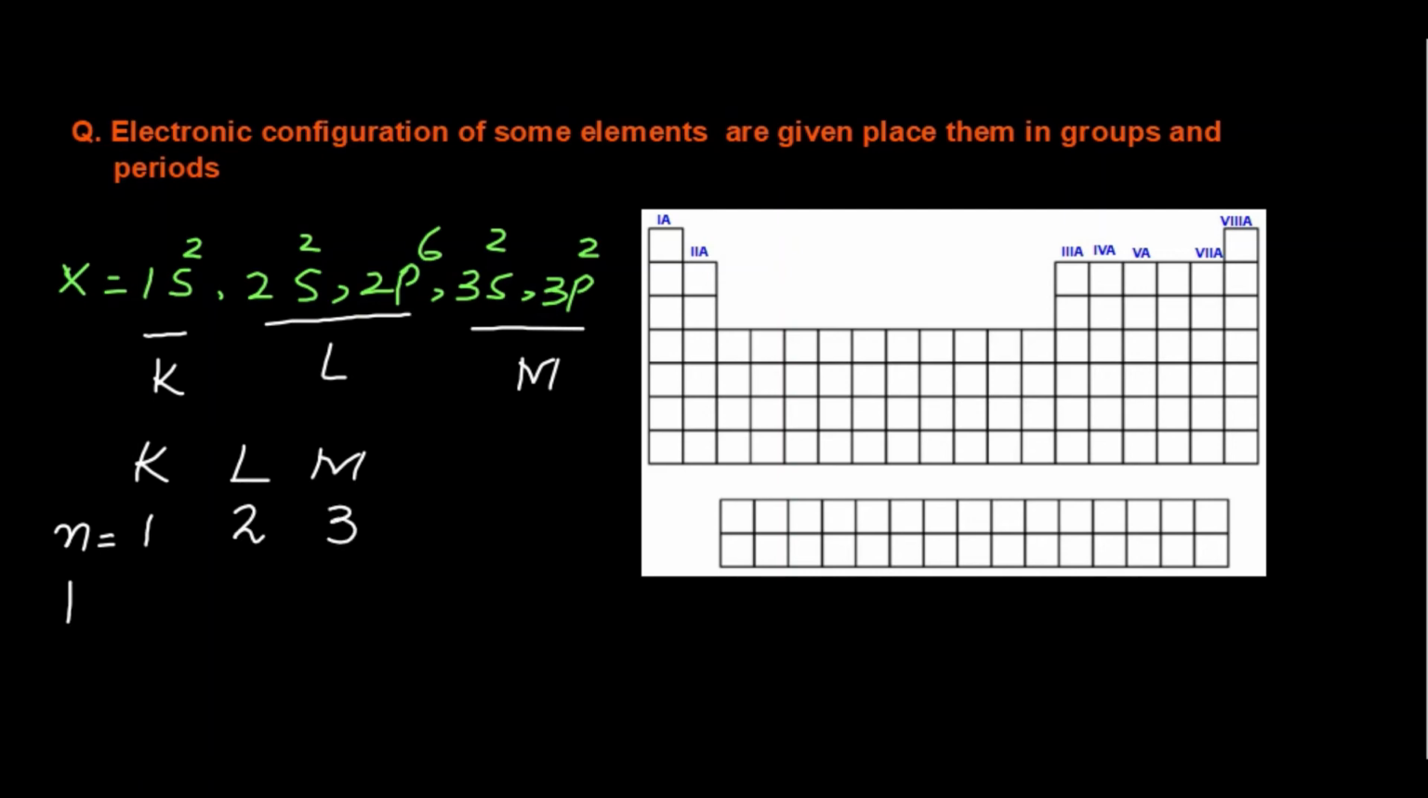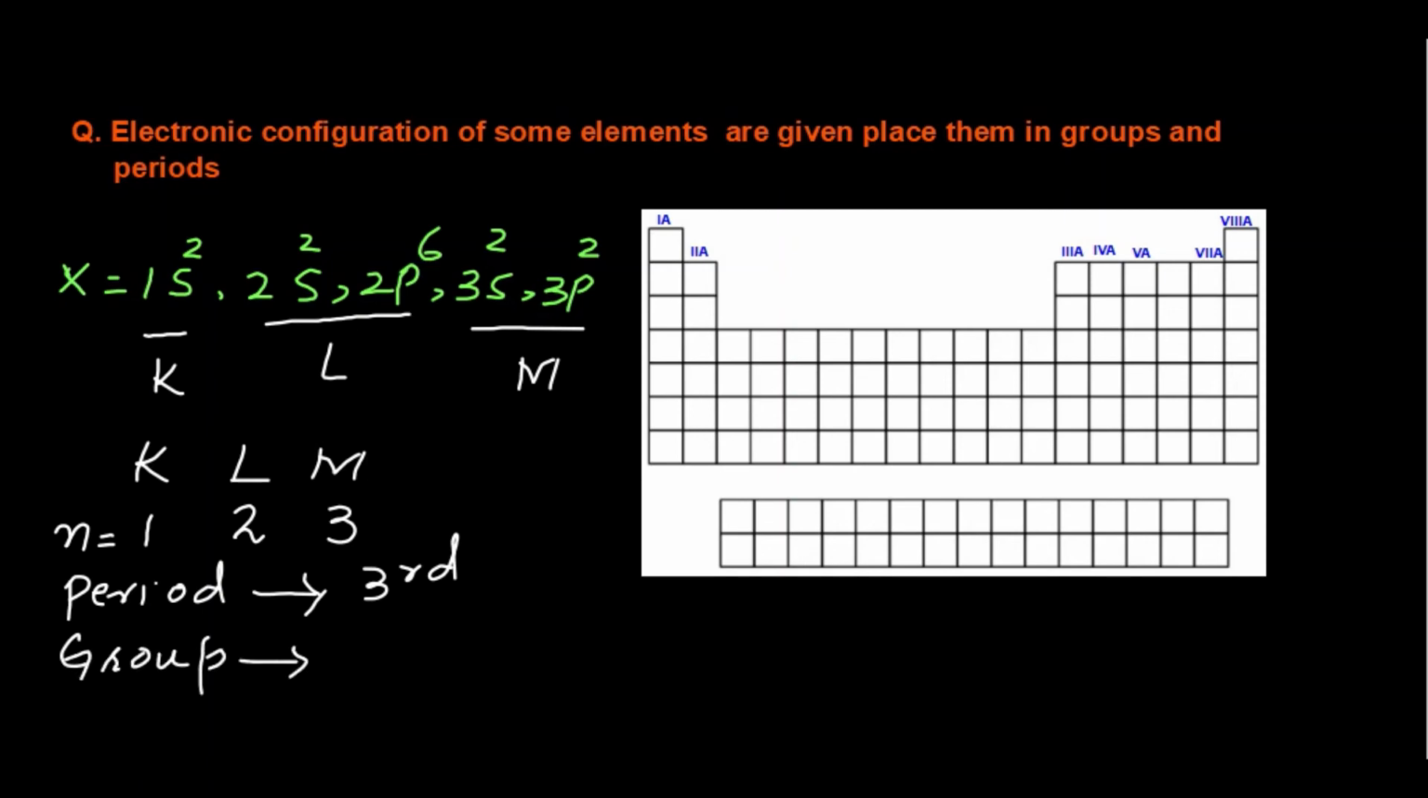The n value shows the number of the period. Since the n value for element X is 3, it means this element belongs to the third period. So what is the period of this element? It belongs to the third period. Now find the group. Which is the valence shell? M is the valence shell.